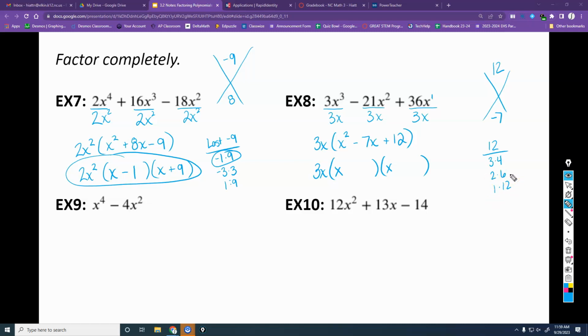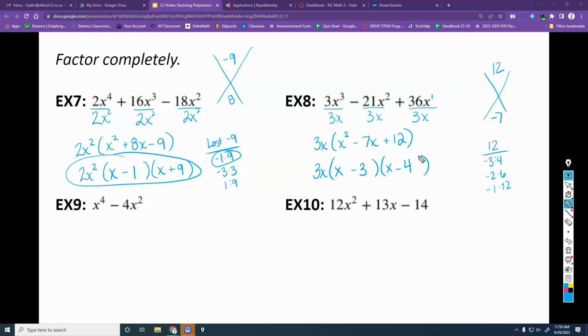But do I really want to use positive numbers for this one? I do not, because I've got a minus 7 right here in the middle. So really I want negative 3 and negative 4, or negative 2 and negative 6, or negative 1 and negative 12. Which one of those will give us negative 7 if we add them together? 3 and 4. So we're going to do minus 3, minus 4.